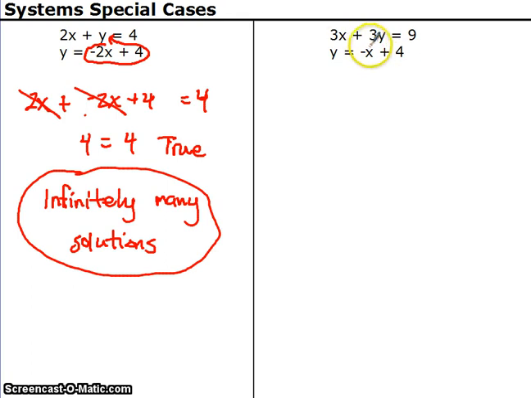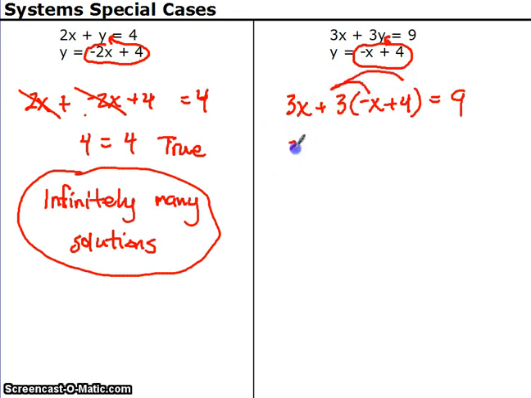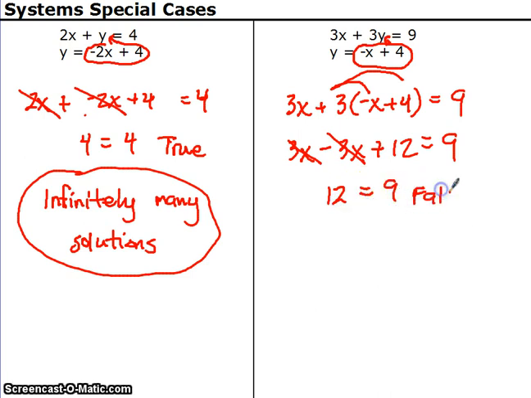All right, and if we do this one over here, we're going to plug in -x plus 4. So that's 3x plus 3 times -x plus 4 equals 9. I need to distribute the 3, so that's going to be 3x. That's going to end up being a -3x, and that's going to be a positive 12 equals 9. The 3x and the -3x cancel. You get 12 equals 9. That is false. And that's no solution.